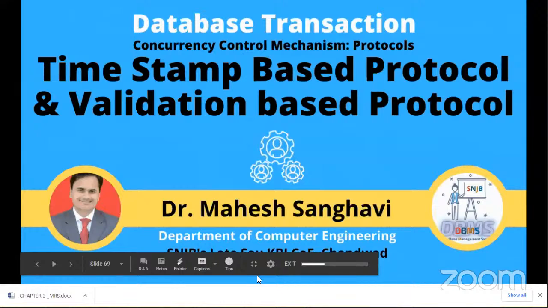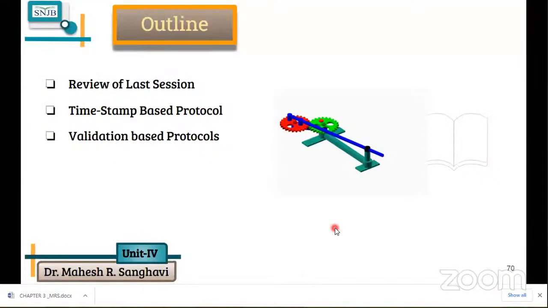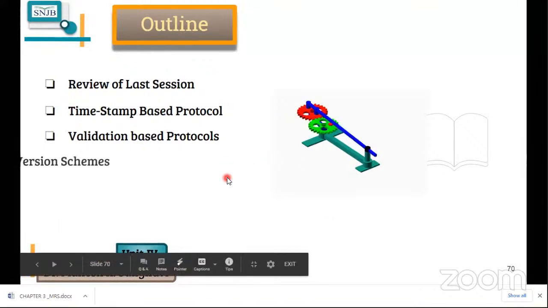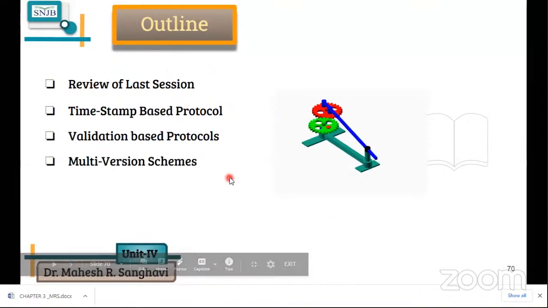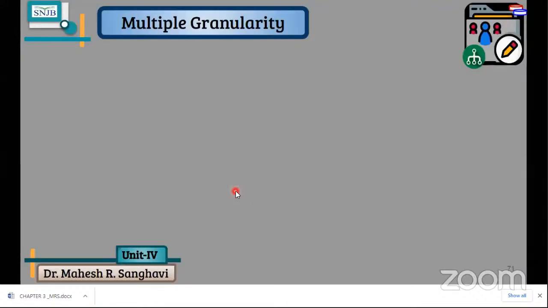Our today's agenda is I'll take a review of the last session that we have taken. Then we'll focus on timestamp based protocols. Then we'll focus on validation based protocol. Finally, there will be a last scheme, multi-version scheme, and we'll end with that.